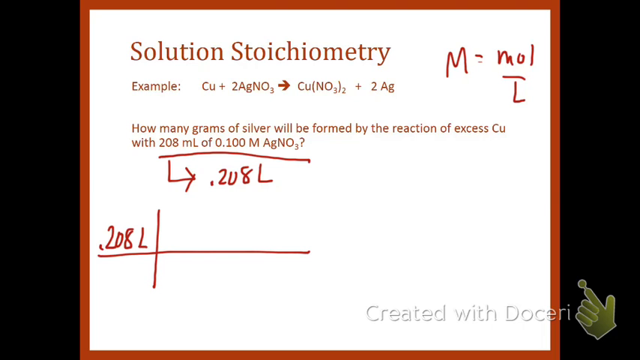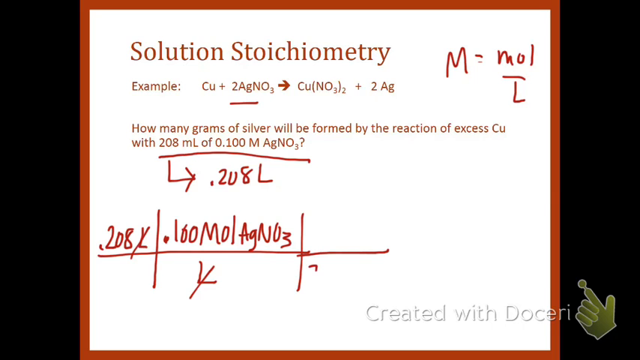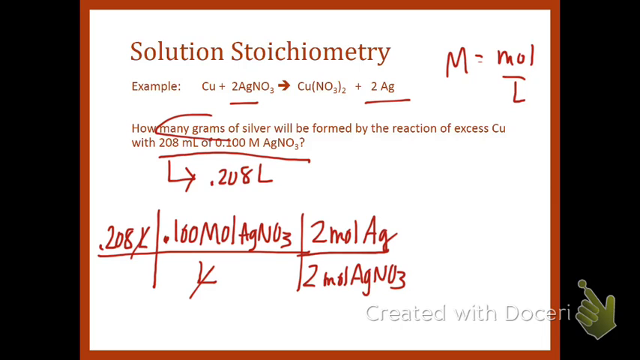And then I'm going to multiply by the molarity that they gave me, which is 0.100 moles of AgNO3 over liters. So that cancels out my liters. Now that I'm in moles of silver nitrate, I can use the mole ratio from the balanced equation. So from the balanced equation, I need 2 moles of silver nitrate, and it produces 2 moles of silver because that's what it's asking for. How many grams of silver?